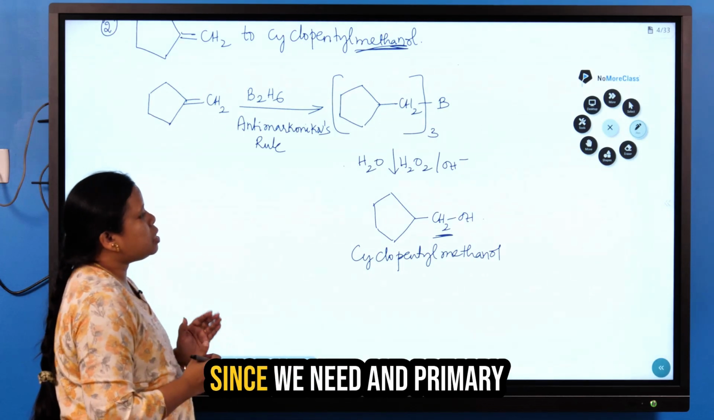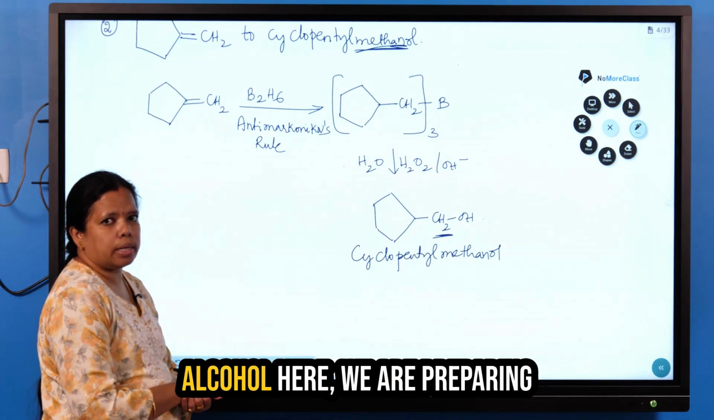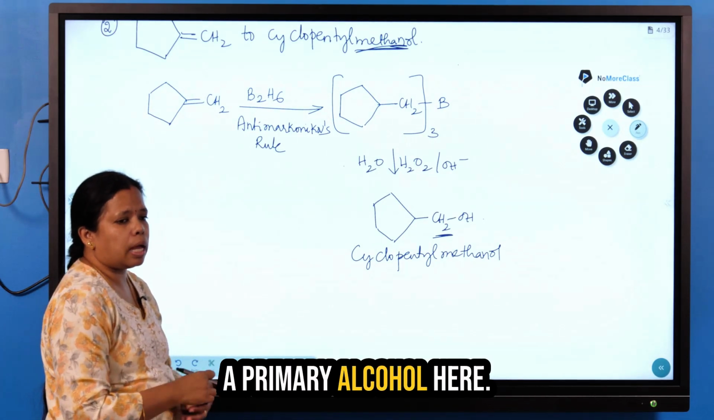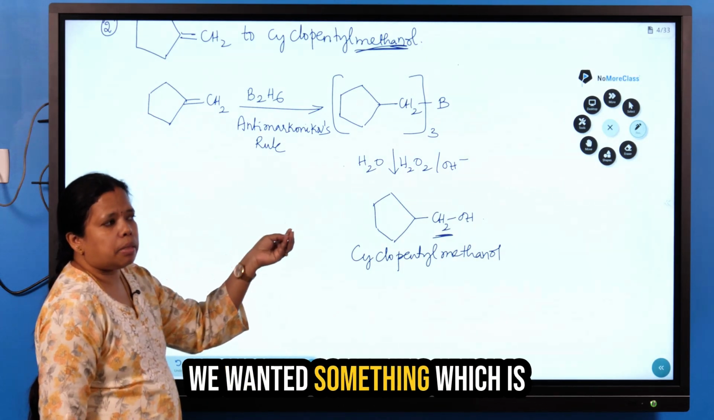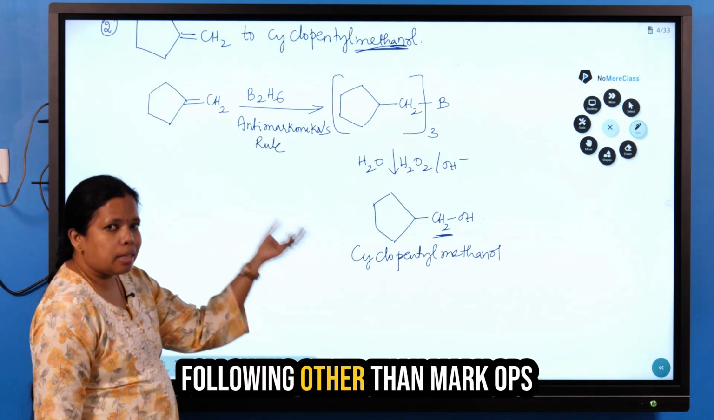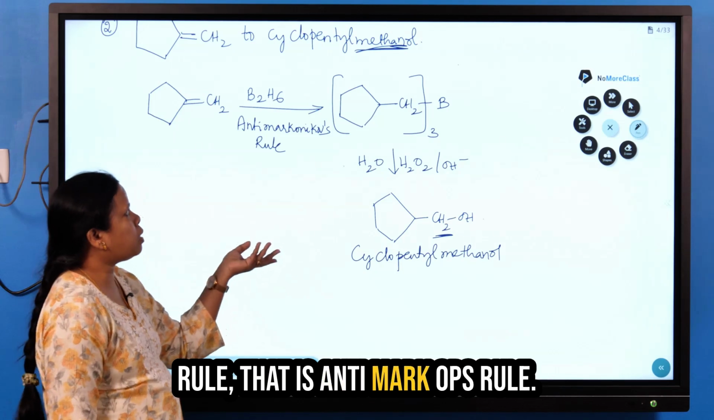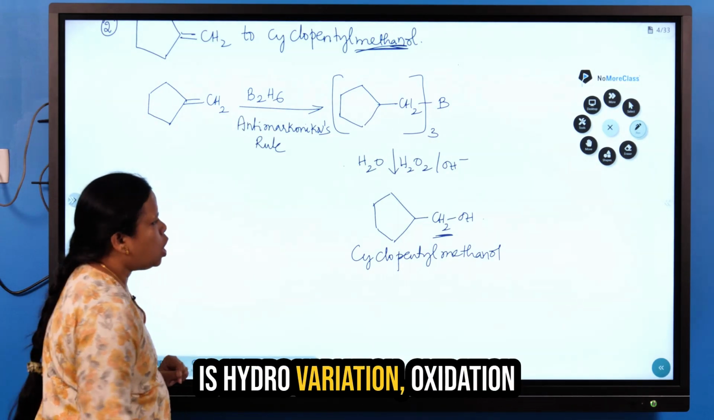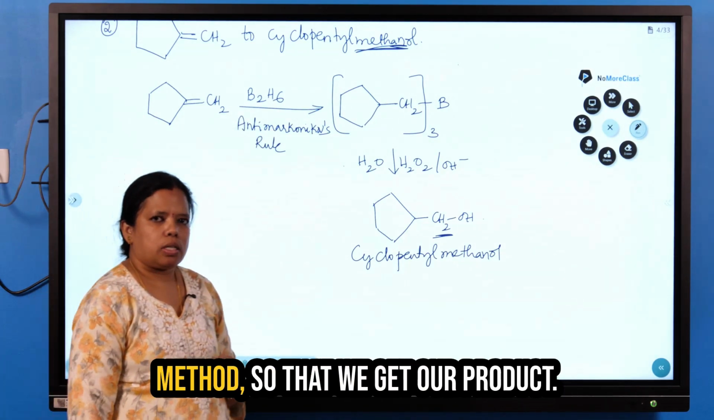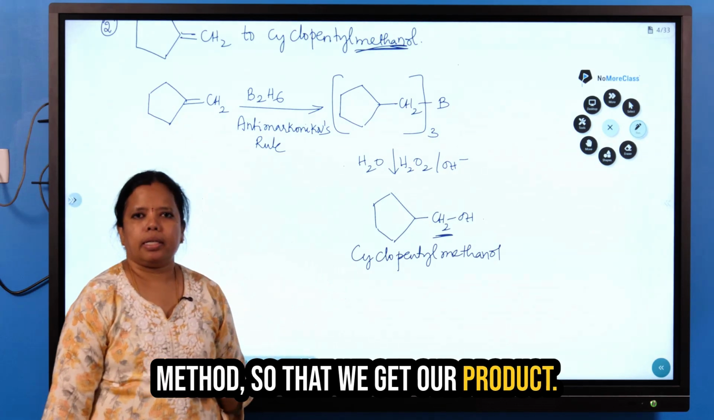So what did we do? Since we need a primary alcohol here, we are preparing a primary alcohol. So I wanted something which follows other than Markovnikov's rule, that is anti-Markovnikov's rule. So the best reagent we can employ is the hydroboration oxidation method, so that we get our product. Thank you.